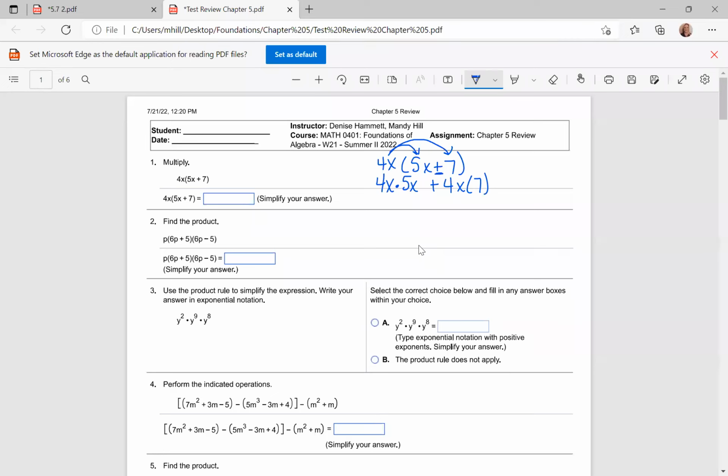Okay, so when you do that, 4 times 5 would give you 20. x times x would give you x squared. And then we've got 4 times 7, which is going to give us 28. And we only have one x here. So your answer here is going to be 20x squared plus 28 times x.